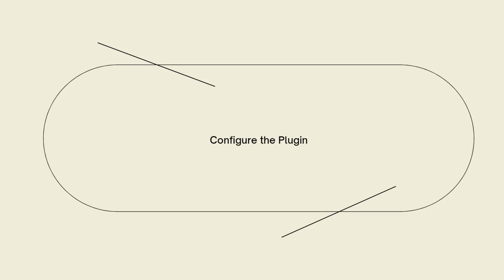Configure the plugin. Once the plugin is activated, navigate to its settings page. Look for the option to enter your Facebook Pixel ID or code. Paste the Facebook pixel code you copied in the previous step into the appropriate field.